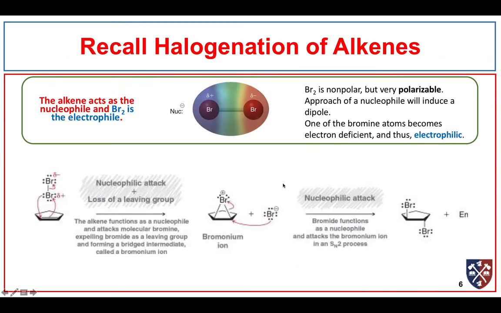So recall the halogenation of alkenes. What happened there? The alkene is the nucleophile, and the bromine is the electrophile. Even though bromine is nonpolar, it's very polarizable. So as a nucleophile approaches bromine, it disturbs the electron cloud that forms the sigma bond between the two bromine atoms, and we get an induced dipole. One of the bromines becomes slightly positive in nature, the other bromine becomes slightly negative, but this bromine, the one that's slightly positive in nature, can now act as an electrophile and get attacked by the nucleophile.